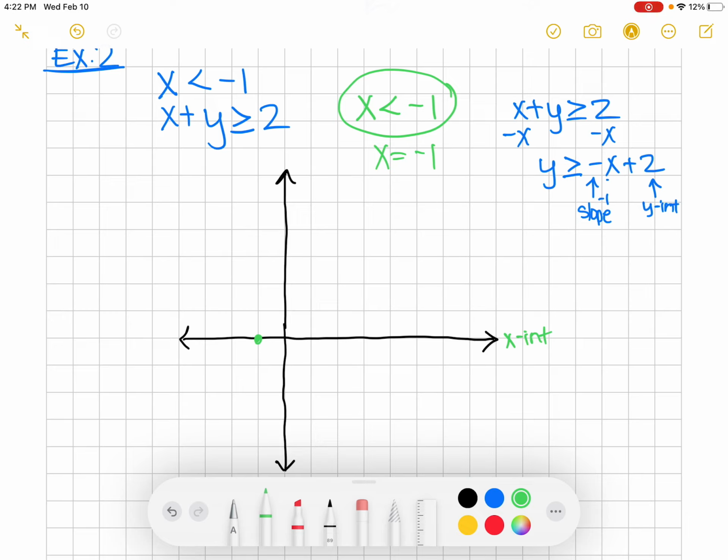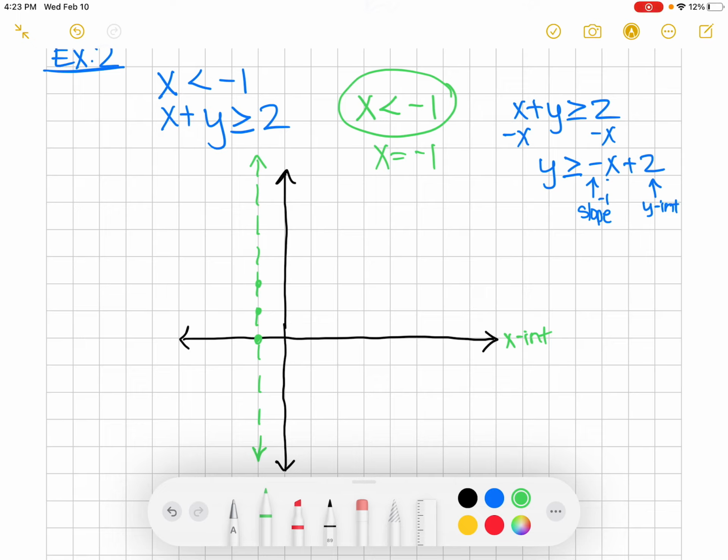So if I was graphing this, all my points need to be x equals -1. Well, x is -1 here, and x is -1 here. So this is actually a vertical line. Anytime you have x equals a number, it's a vertical line. And because I have less than here, I'm going to make it a dotted or dashed vertical line. Okay? And then I need to shade.